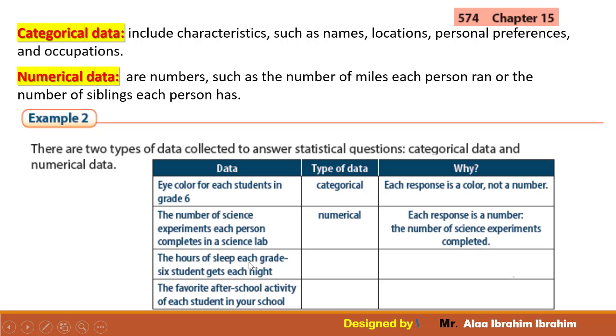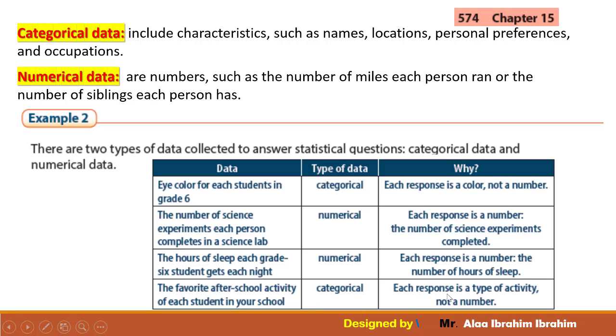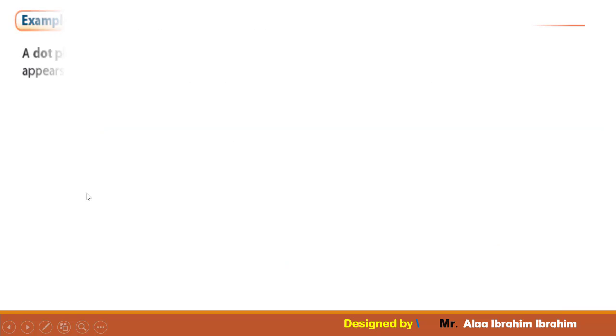The hours of sleep each grade 6 student gets each night. So I'm dealing with a number, so this is numerical, because each response here is a number. Now, the favorite after school activity. It needs the favorite activity. So this is categorical data, because it's not a number. This response is a type of activity, not a number. So we know the difference now between categorical data and numerical data. Numerical deals with numbers, the other is not a number.